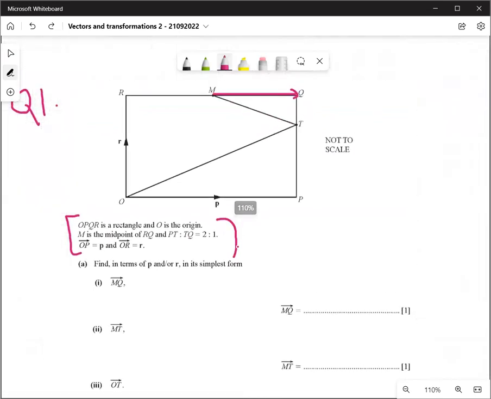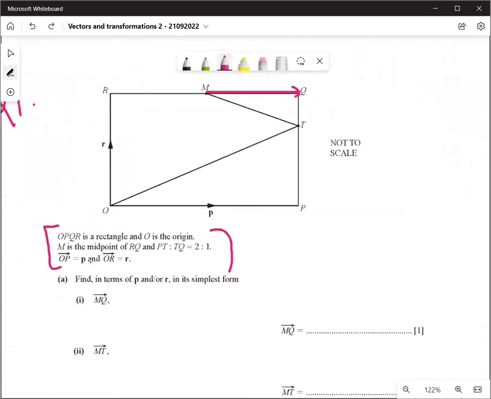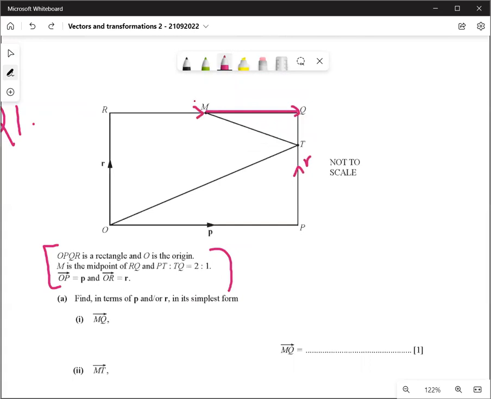We know that OPQR is a rectangle with origin O. OP is P, and OR is R. QP is equal to R as well, right? Yes, QP is also equal to R. So heading from Q to P, it will be minus R, right? Yes, it would be minus R. Always you should realize that this is parallel to this. Both of them are the same.